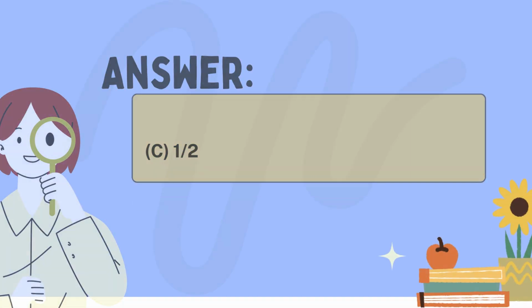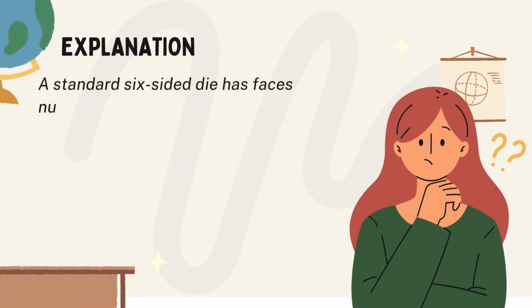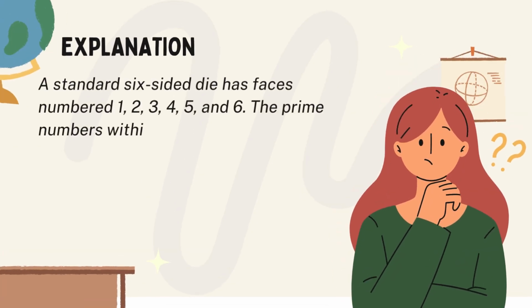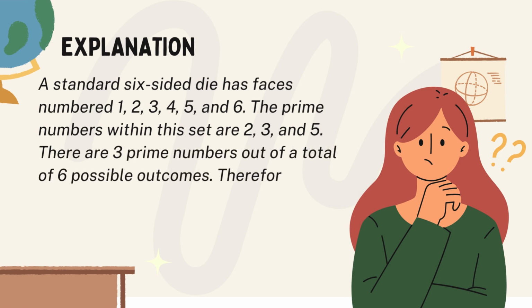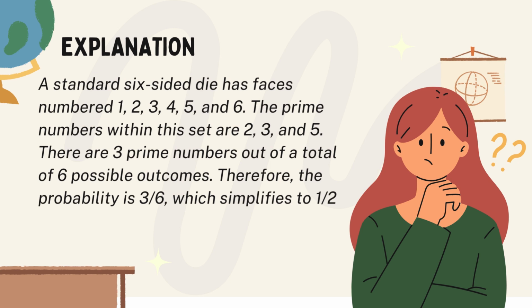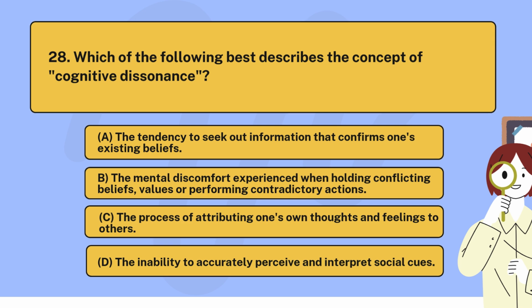Answer: C. 1/2. A standard 6-sided die has faces numbered 1, 2, 3, 4, 5, and 6. The prime numbers within this set are 2, 3, and 5. A prime number is a natural number greater than 1 that has no positive divisors other than 1 and itself. There are 3 prime numbers out of a total of 6 possible outcomes. Therefore, the probability is 3/6, which simplifies to 1/2.